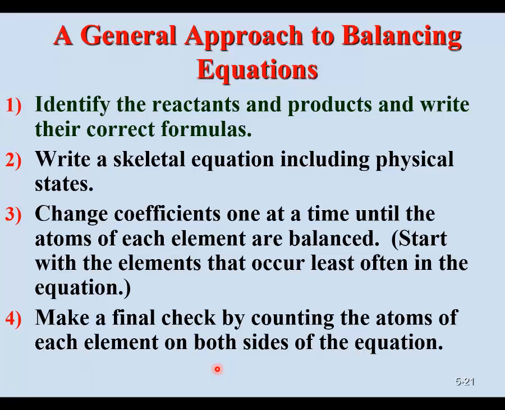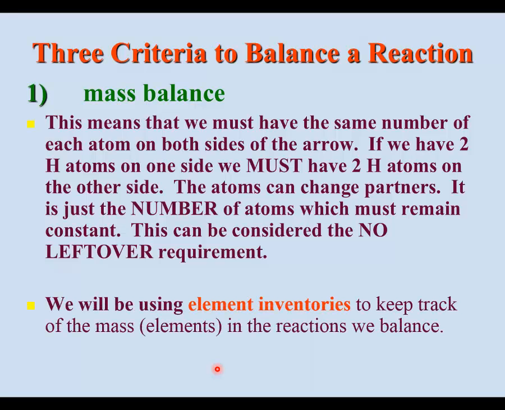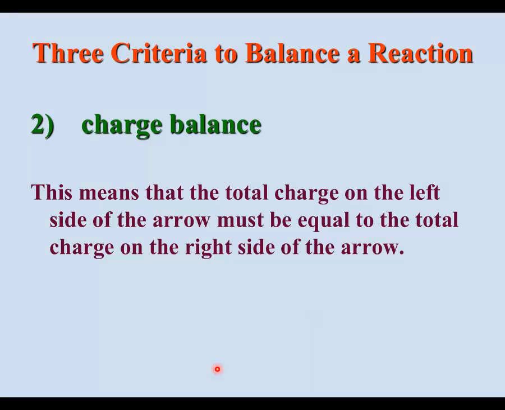Okay, so there's 3 major criteria to make sure you have a good balanced equation. You want to make sure it's mass balance. Have the same number of atoms of every type on both sides. Okay. If you use element inventories to keep track of this, that'll help make this the simplest way you can keep track of everything. The next thing you have to do is make sure it's charge balanced. Now, many of the chemical reactions we look at today will be charge balanced automatically, especially if they just have neutral formulas on both sides without any charge shown.